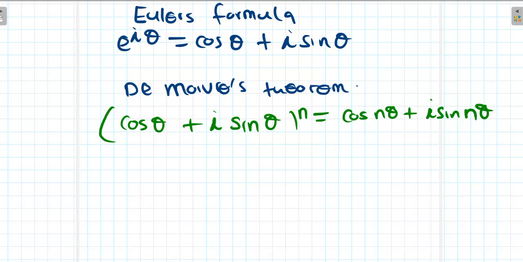Guys, so today we're going to be proving these two formulas, some of the most key and fundamental formulas. One of them is Euler's formula and the other is De Moivre's theorem. We're going to start with Euler's formula. Euler's formula is the relationship of a complex exponential with trig functions, cos and sine. So e to the power i theta is equal to cos theta plus i sine theta.